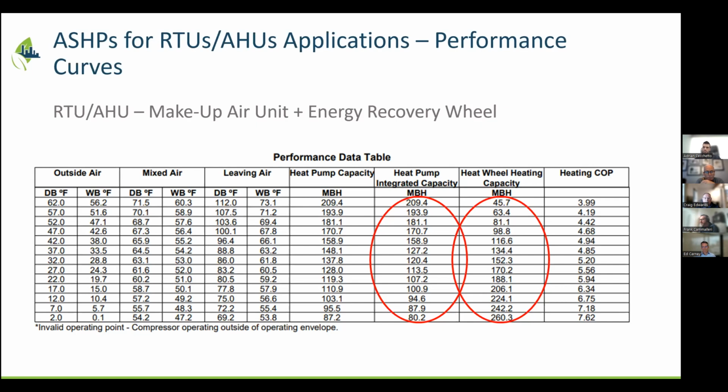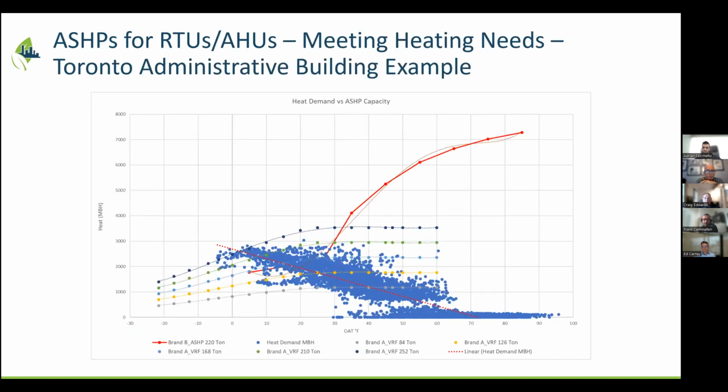Next, I just want to talk a little bit about another example of a performance curve, heat demand versus air source heat pump capacity. This is just an example of an administrative building in the Toronto area. And over here we have a bunch of different curves, touching upon Ed's comment about how you size these things. It's very strategic how you deal with it.